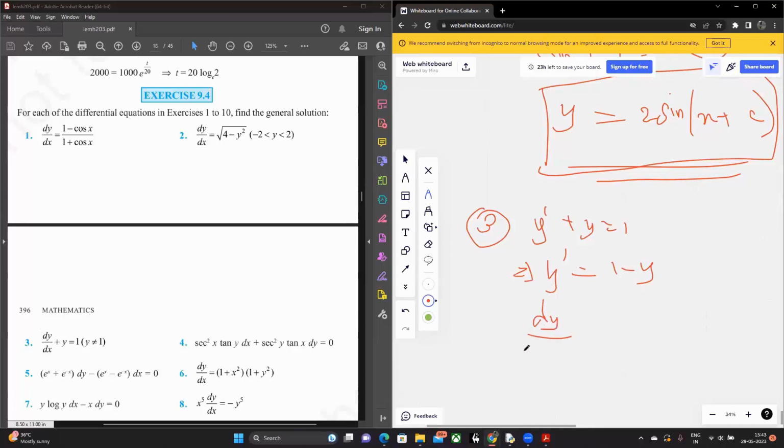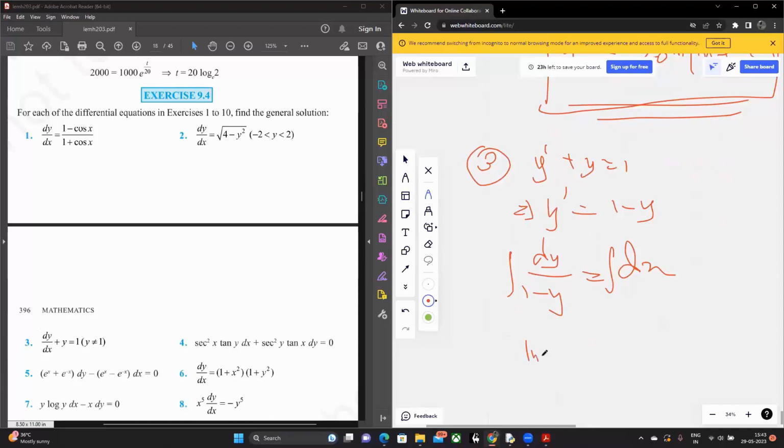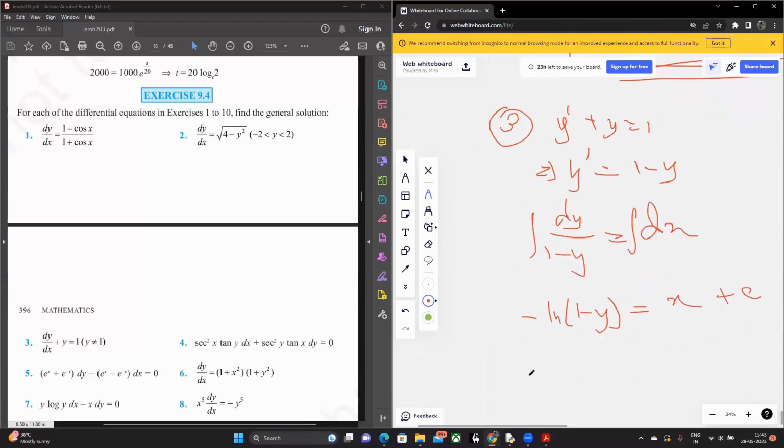This means dy by 1 minus y equals dx. Taking an integral on both sides again, you basically see that ln of 1 minus y equals x plus c, right? Therefore, you have 1 minus y equals e power minus x into c1, right?